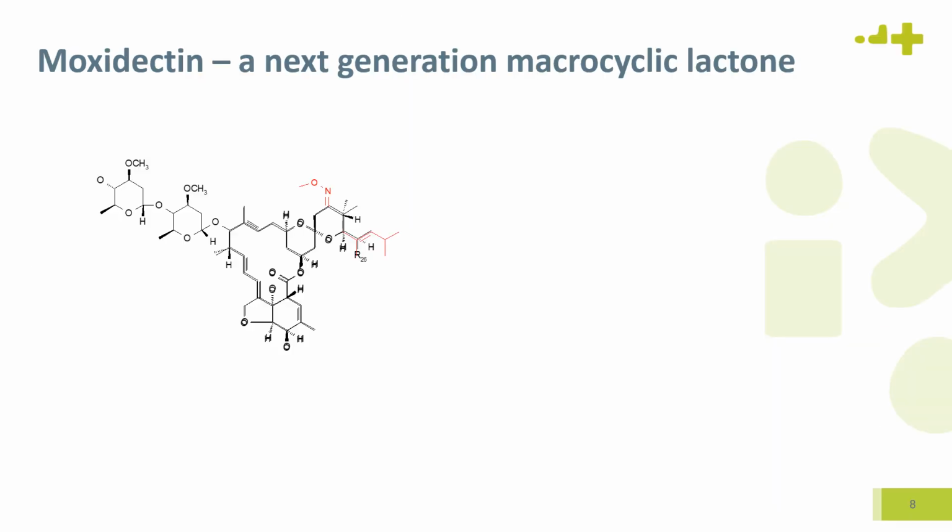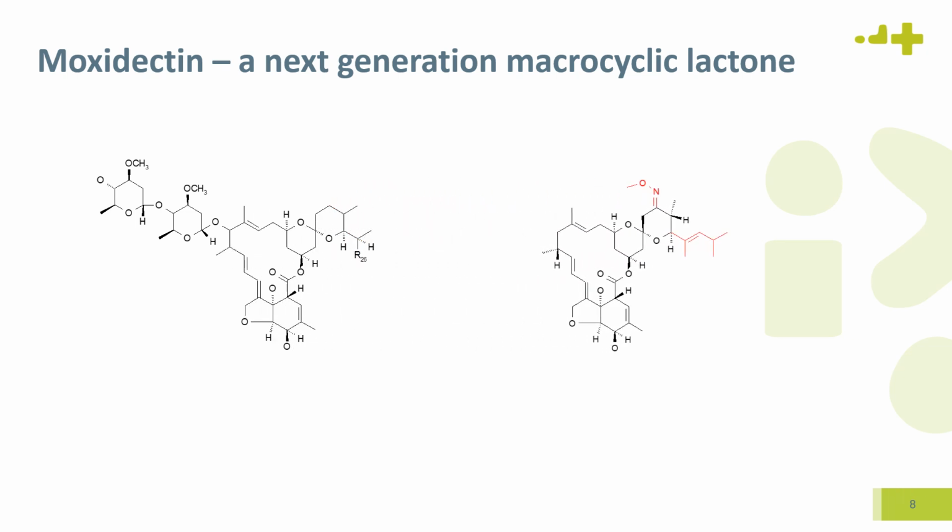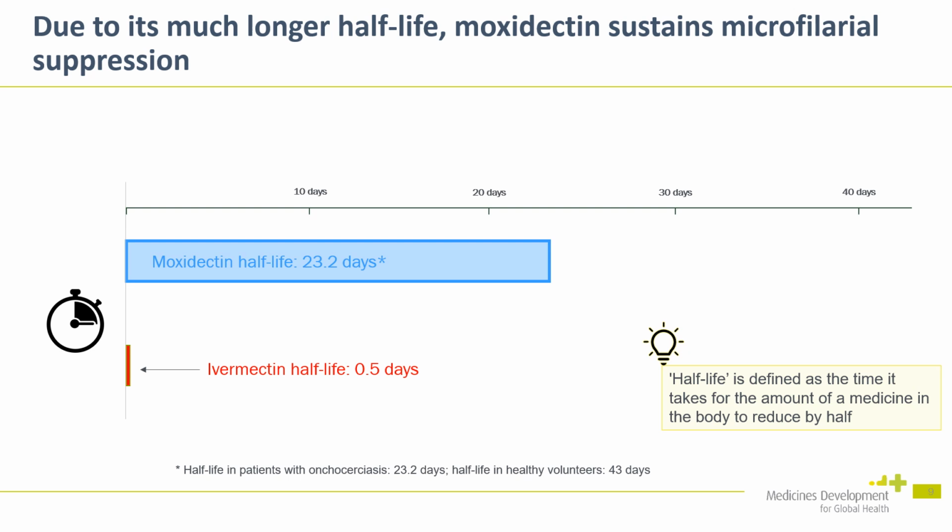Moxidectin is a second-generation macrocyclic lactone. It has a similar structure and mode of action to ivermectin, but with some key characteristics that differ from ivermectin. One of these key characteristics is its very long pharmacokinetic half-life, meaning that moxidectin is retained in the body for much longer compared with ivermectin. Moxidectin is stored in body fat and gradually released back into the circulation. The continued presence of moxidectin in the body enables the sustained suppression of the Onchocerca microfilariae.